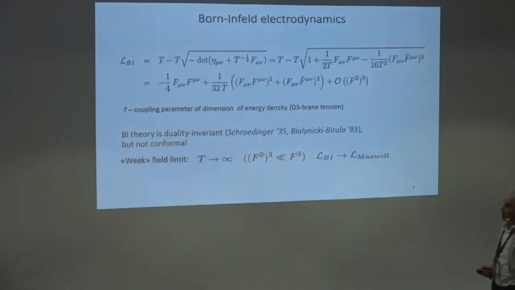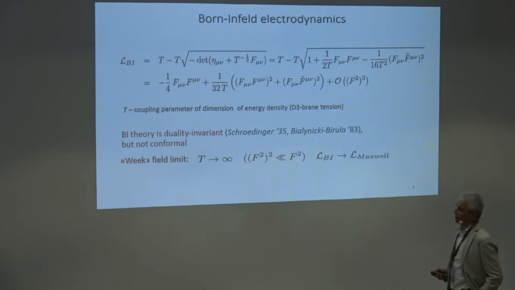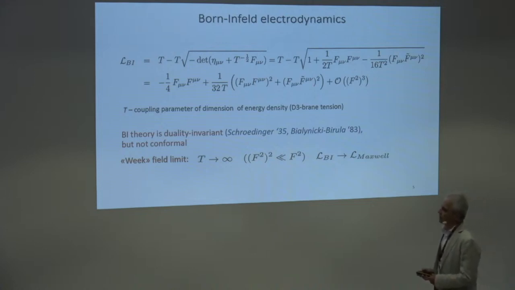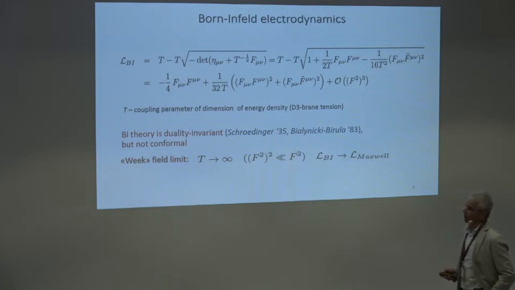The famous example is the Born-Infeld theory, whose Lagrangian is, of course, well known, and T is the coupling parameter of dimension of energy density here, and it is associated with the D3 brane tension in string theory. So an important property of the theory is that it is duality symmetric. Its Lagrangian satisfies the duality invariance condition, which I have shown in the previous slides. This was already noticed by Schrödinger in '35, but then exemplified by Bialynicki-Birula in '83. And of course, we know that when T goes to infinity, this Lagrangian reduces to Maxwell theory.